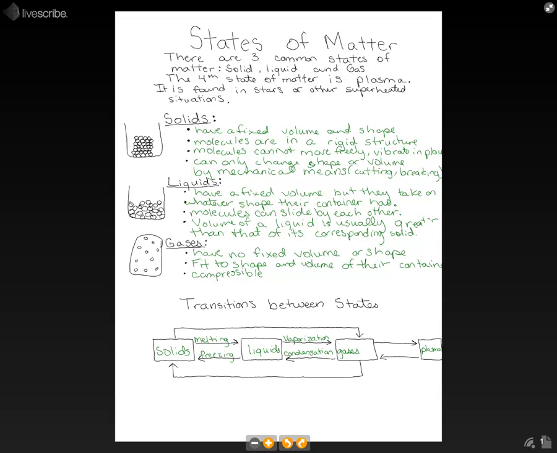From a gas to plasma we call that ionization. And from plasma to gas we call that deionization. Now we have two left, and that's from solid to gas. That's called sublimation. And we have from a gas to a solid, and we call that deposition. That's all about your states of matter and the transitions between those states.